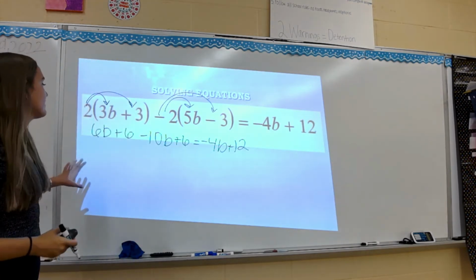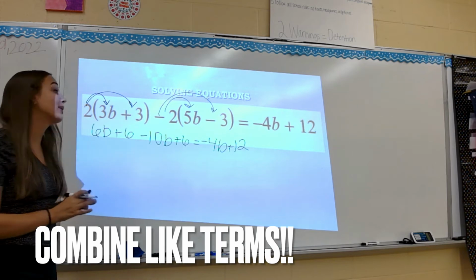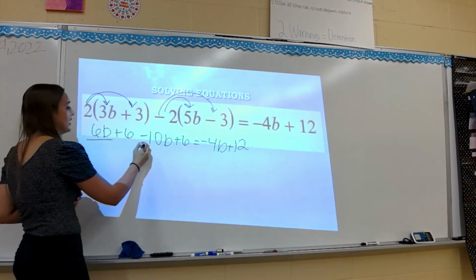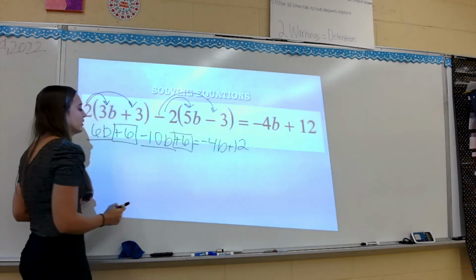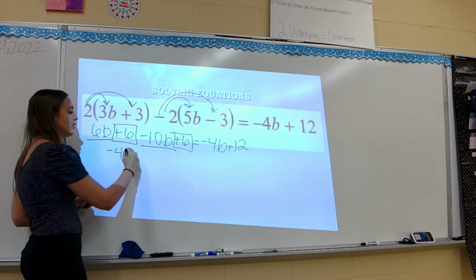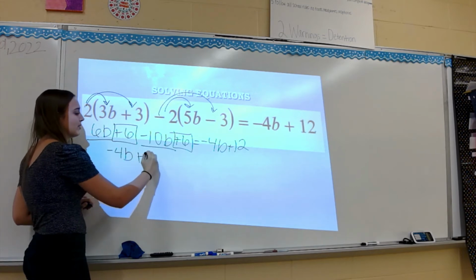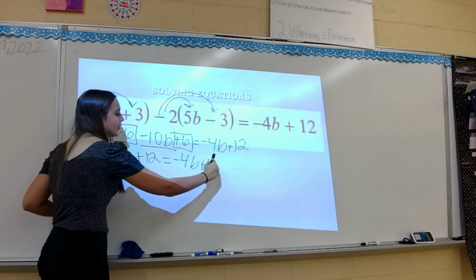When I look at this left side, though, I can see I can combine my like terms, so I'm going to do that to clean it up. So I have 6b and negative 10b and 6 and 6 that are like terms. So 6b and negative 10b is negative 4b. 6 and 6 gives me plus 12 equals negative 4b plus 12.